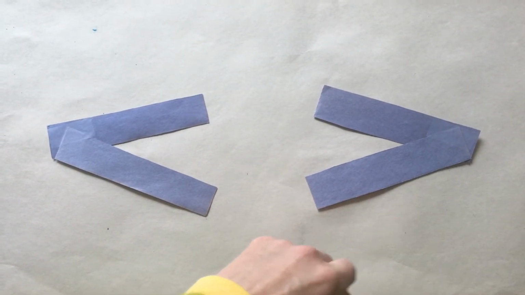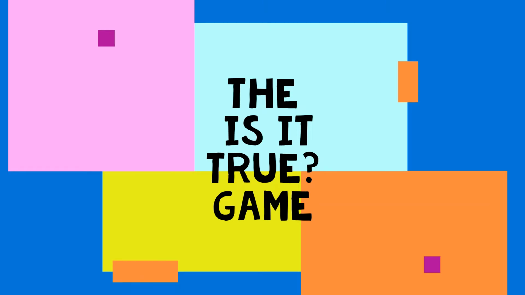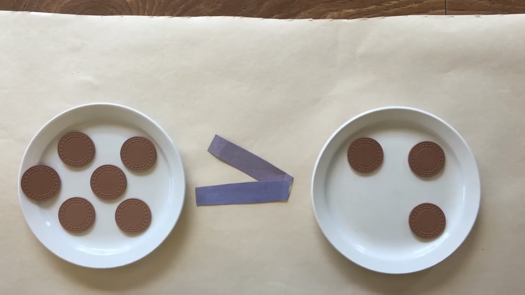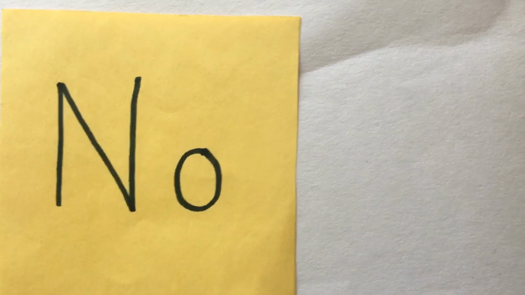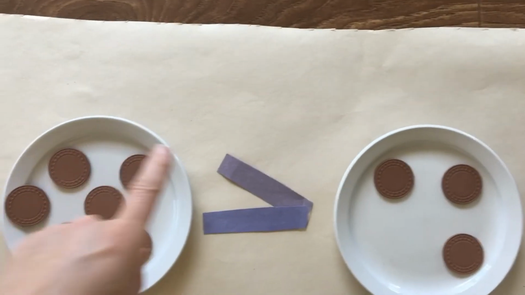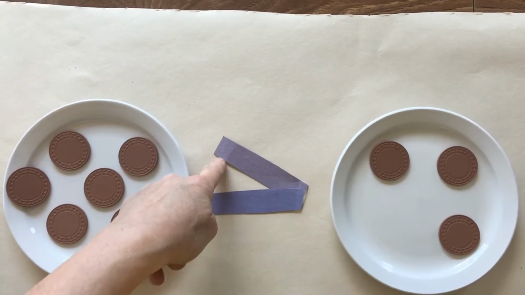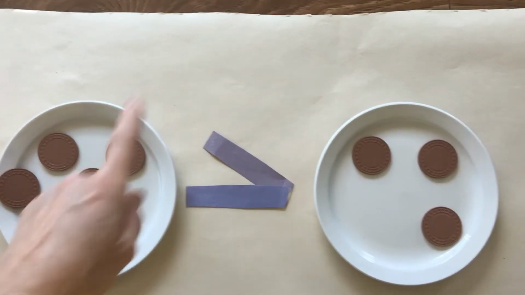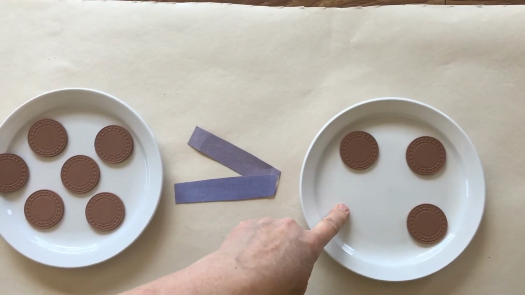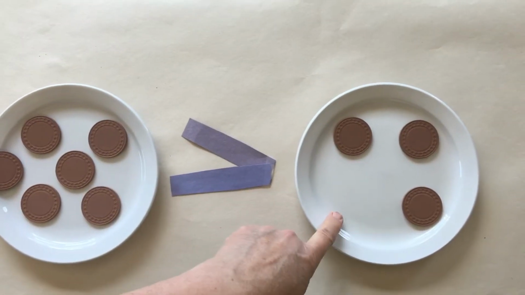Ready? Less, more. The is it true game. Less, more. Is this true? Yes, Y-E-S, or no, N-O. True, yes or no. You got it. It is yes, true. Because, take a look. This is the most side, where all the food goes in, because alligator always wants the most. And this is more than this. And this is the less side, and that's the least. So this is less than this. More, less.